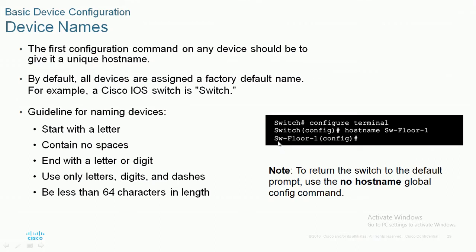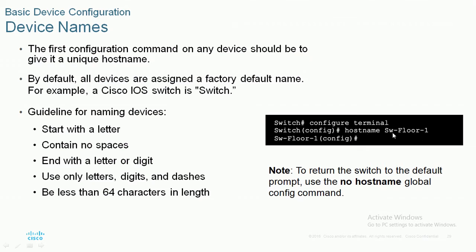How can I change it? First of all you need to enter configure terminal, then I will enter into global configuration mode. Here we can do the configurations, as I already told you. Then I applied hostname and gave a name like this, SW Floor 1. There should not be a space between host and name. Hostname should be a single command. It is the command, and the name I gave is the argument. Hostname switch floor 1.